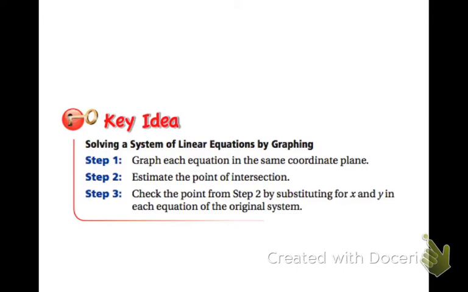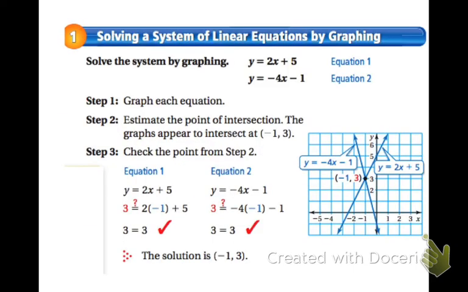Step 2, estimate the point of intersection. Try your best to use graph paper, to make very neat coordinate planes, to use a ruler. All these things will help you be successful. Then step 3, check the point from step 2 by substituting in the x and y in the equation and see that it's actually true. All right, in your textbook, it goes through an example, and we went through this in class. If you're going to solve this system by graphing, I'll kind of highlight a few things.